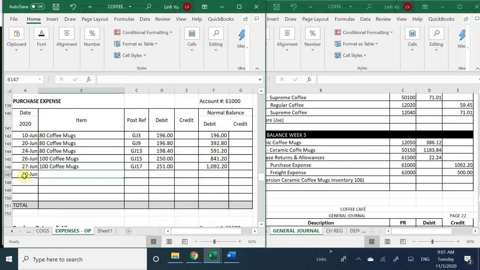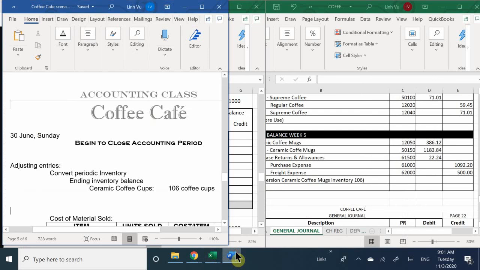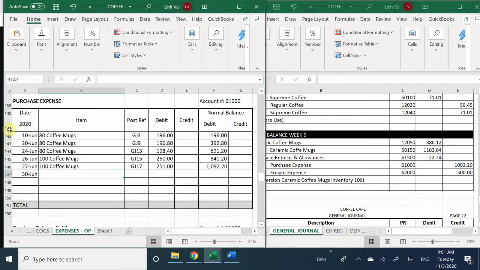So what am I going to do here? What's my entry going to be? Or description? It'll be the number of coffee mugs that we purchase. I don't have, let me see. If you can go back to the scenario, I can give that to you. And then it's post reference GJ21. It's either 440 or 431. Are we doing the actual number or the purchase? This is the total purchases.